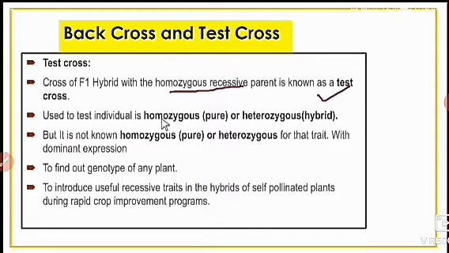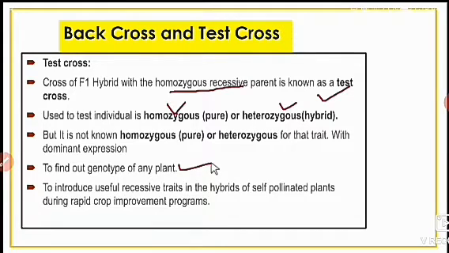It is used to test whether an individual is homozygous pure or heterozygous, for a trait with dominant expression. We know about the F1 hybrid, but we don't know whether it is homozygous or heterozygous. Means the genotype, suppose capital T capital T or capital T small t, and this genotype we have to find with the help of the test cross. This is the most significant use of the test cross.